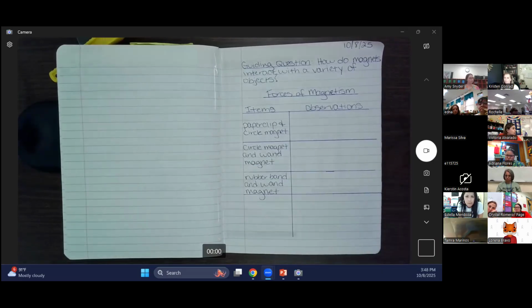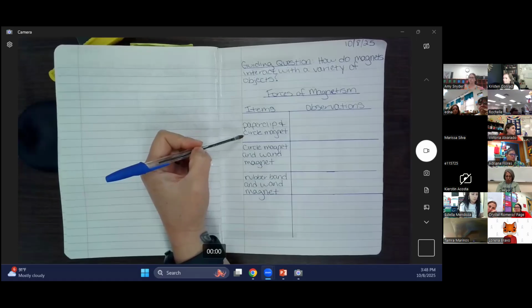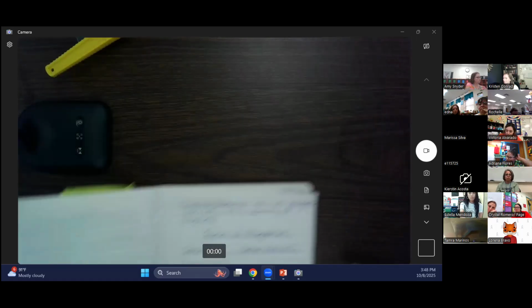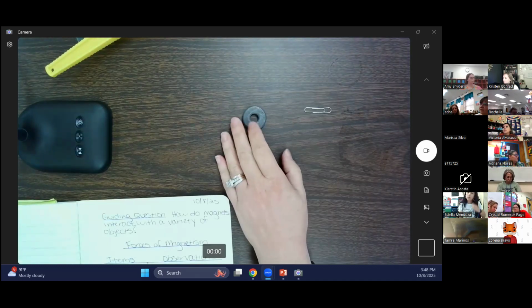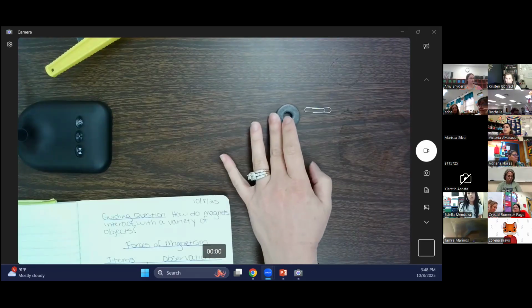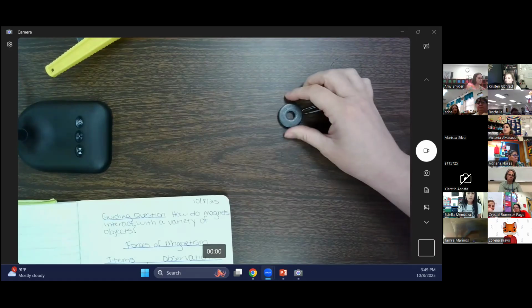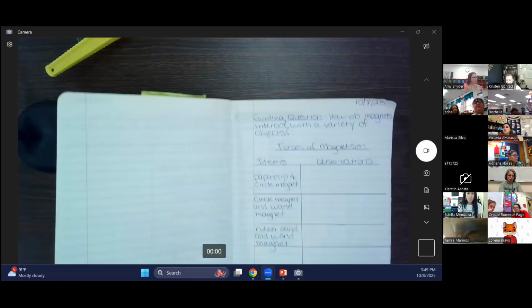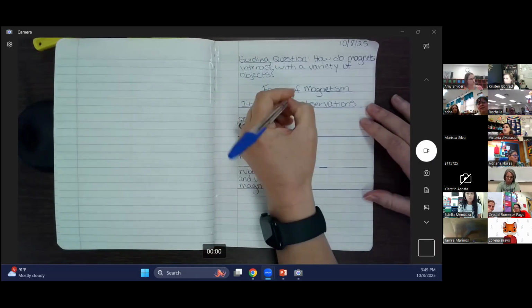So, boys and girls, it says right here, I'm going to try out the paper clip and the circle magnet first. So I'm going to pull out my paper clip and my circle magnet, and I will see what happens with my paper clip and my circle magnet. What happened? It attracted, right? It pulled the paper clip to the magnet. So I'm going to write down what I observed.